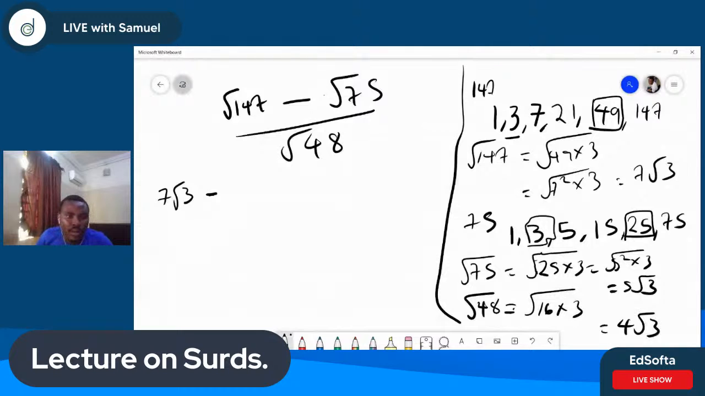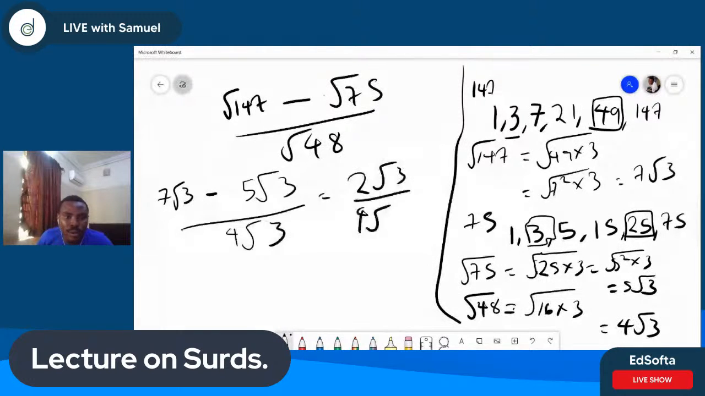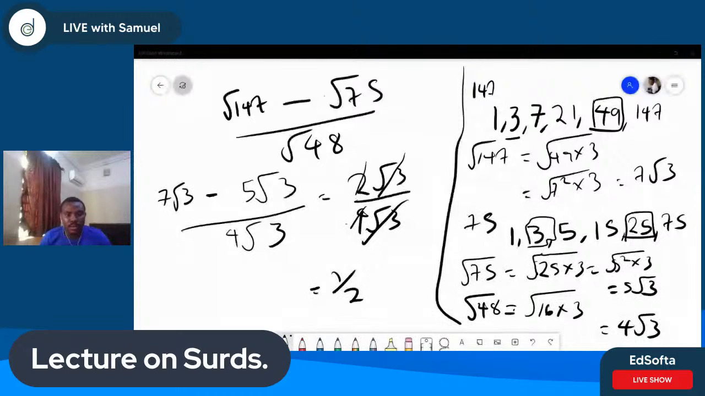So this can come off as 5 root 3 all over 4 root 3. This will be 2 root 3 all over 4 root 3. This will cancel this. We have half as our answer. I hope we understand. So our answer is half.